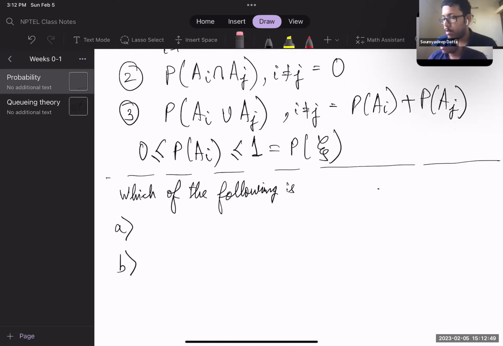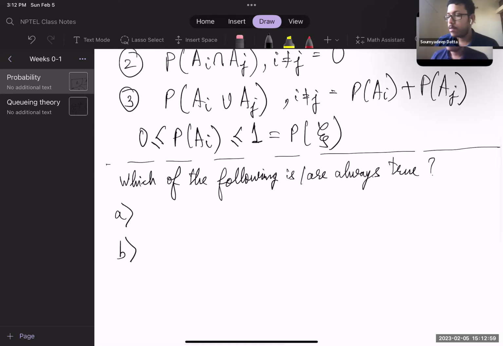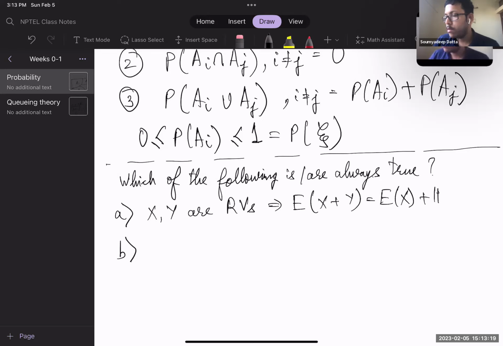And let's make this "is or are". Multiple of them may be correct. True. The first one is: X, Y are random variables. I'm writing in short. So in that case, expectation of X plus Y equals expectation of X plus expectation of Y. Right? So this is one.